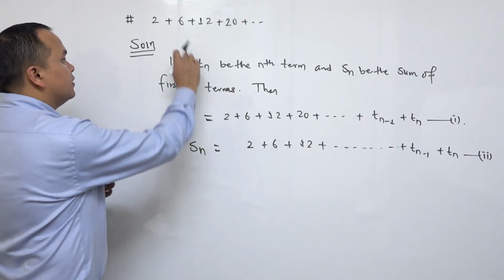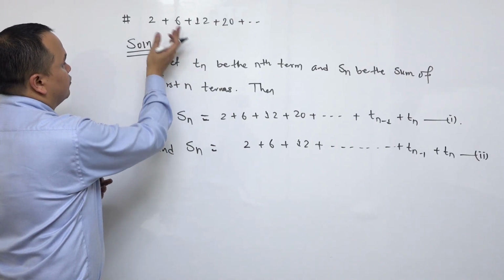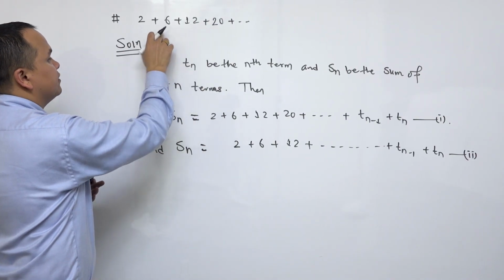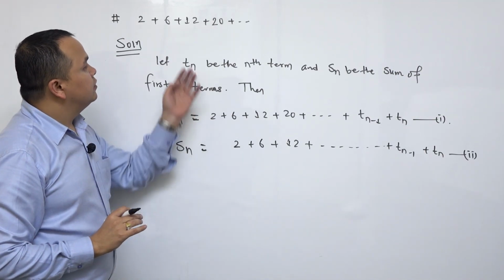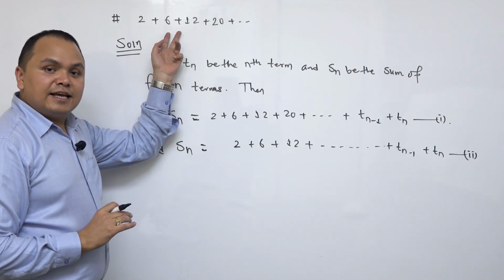Here, 6 minus 2 is 4, 12 minus 6 is 6. The differences are different. So this is not an AP.